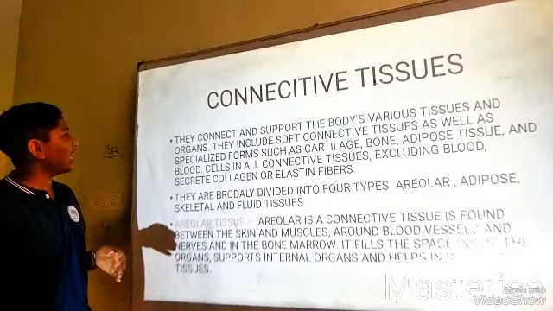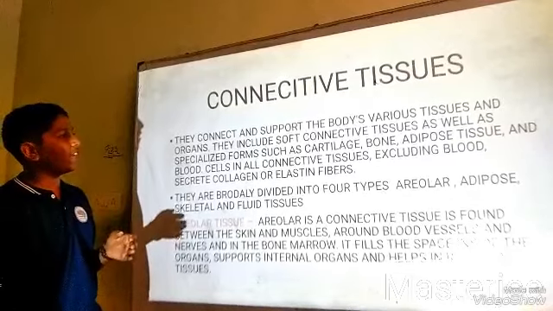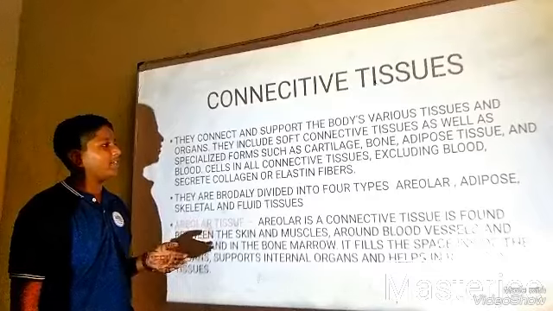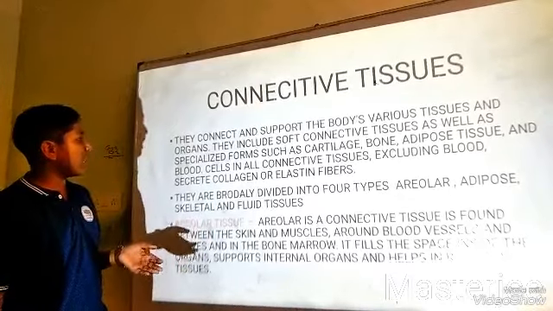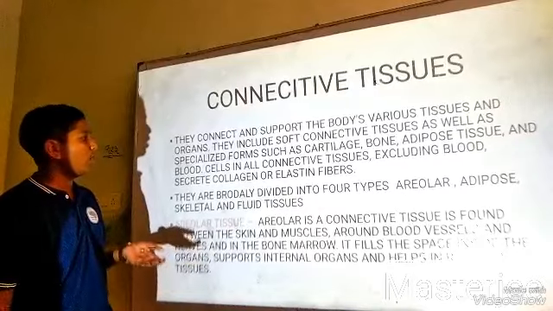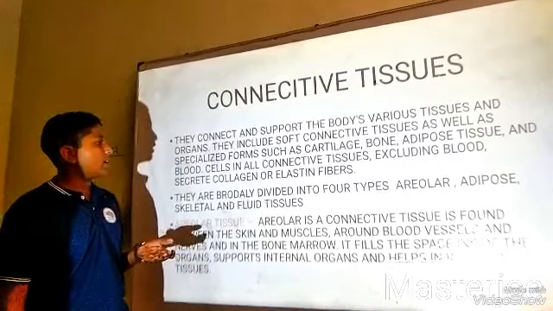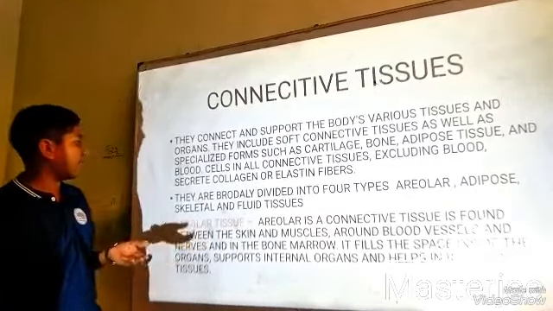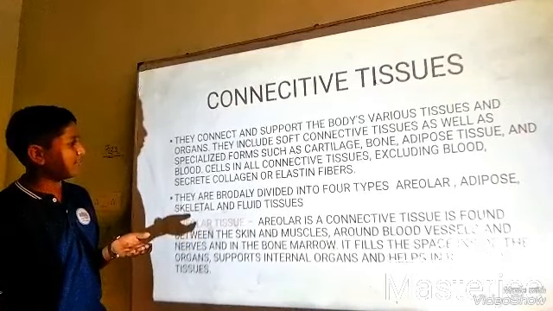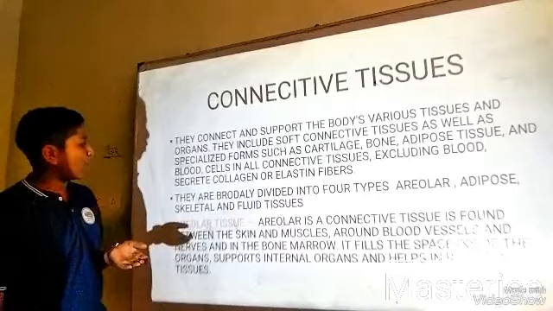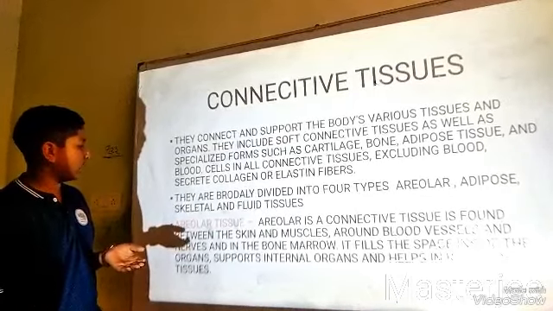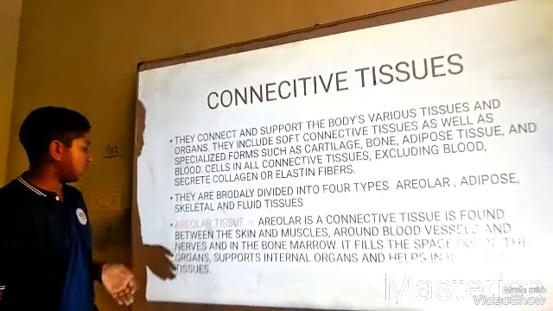Connective tissue. They connect and support the body's various tissues and organs. They include soft connective tissue as well as specialized forms such as cartilage, bone, adipose tissue, and blood. Cells in connective tissue, excluding blood, secrete fibers. They are broadly divided into four types: areolar, adipose, skeletal, and fluid tissue.